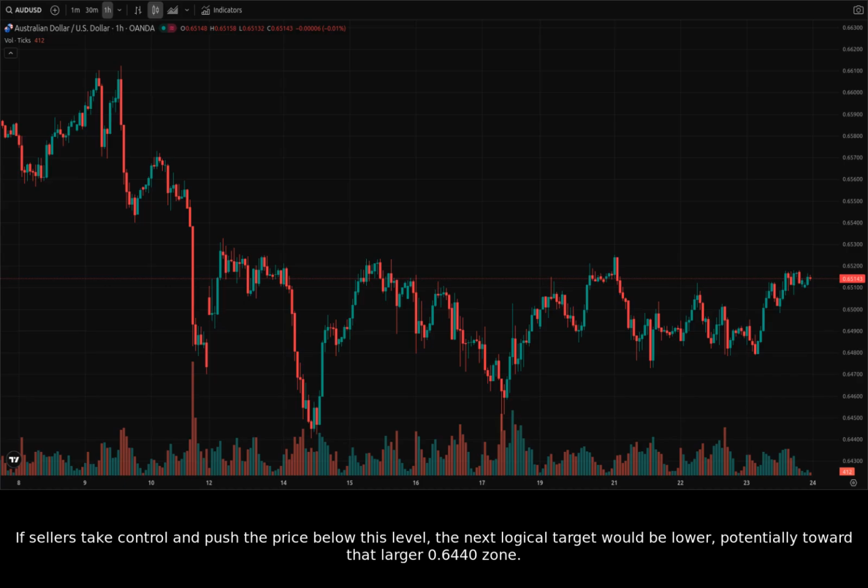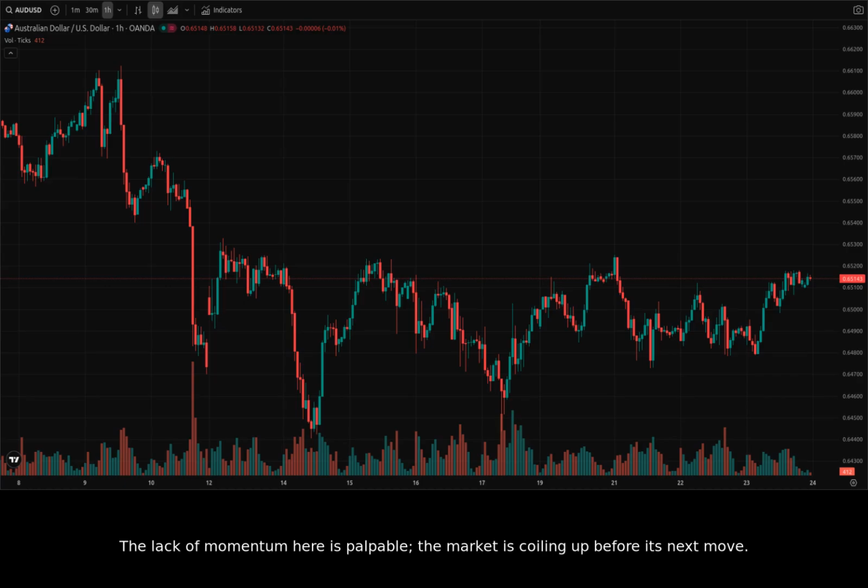If sellers take control and push the price below this level, the next logical target would be lower, potentially toward that larger 0.6440 zone. The lack of momentum here is palpable. The market is coiling up before its next move.